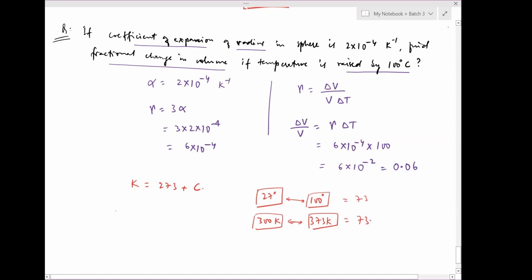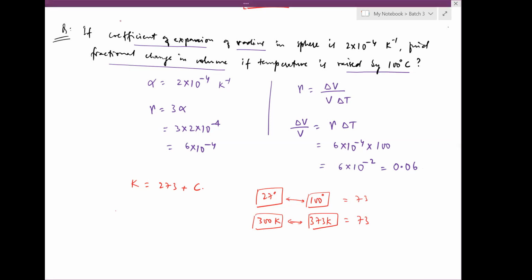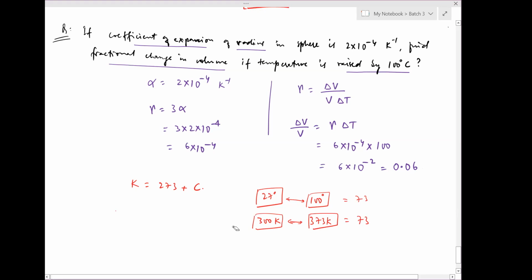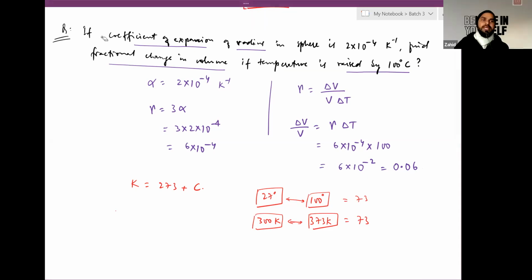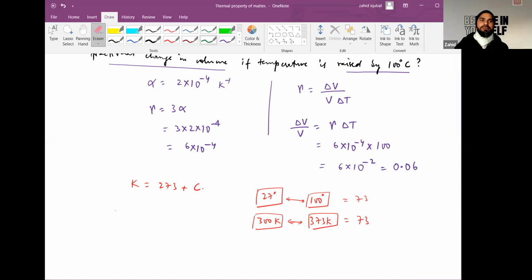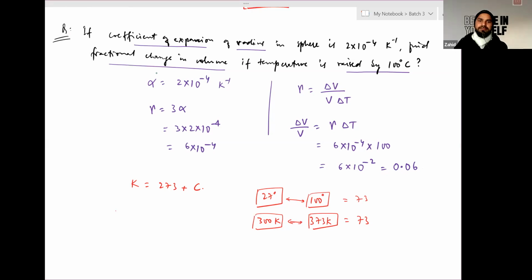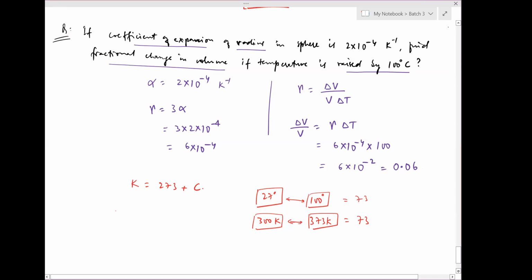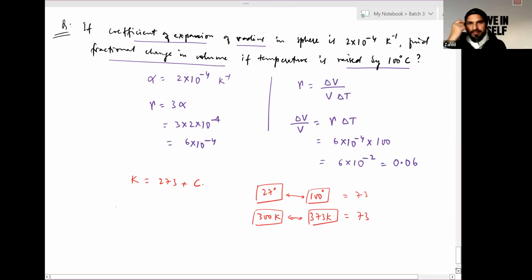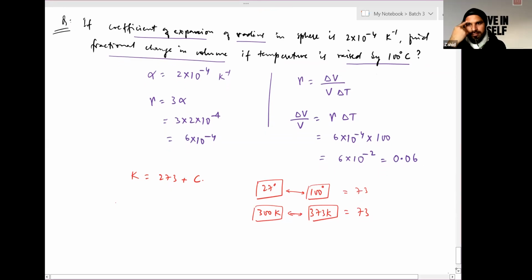Okay, Atif? Okay. Abhinav, any doubt? No, sir. Riba, is it clear? Yes, sir. Okay. You all have written? Done.